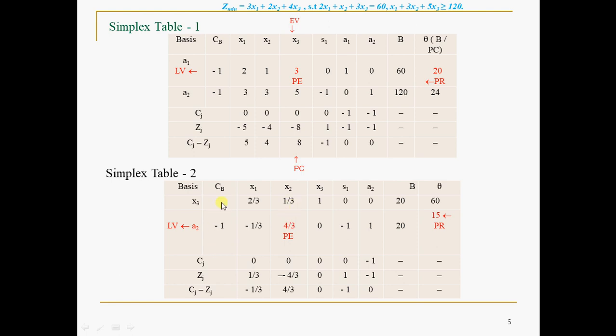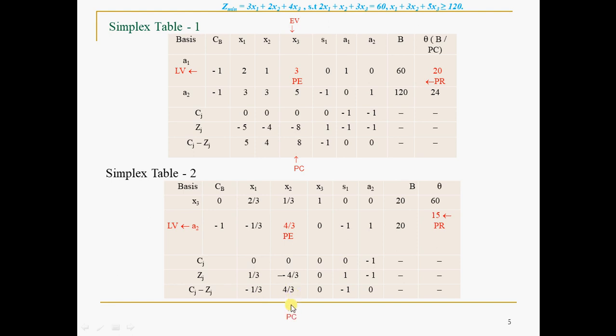That is the summation of CB into xi, I can say. Xi means x1, x2, x3 and so on. Okay, Zj. Now what is your observation? Cj minus Zj you calculate: minus 1 by 3, 4 by 3, 0, minus 1, 0. This is PC. Why? All Cj minus Zj are not less than or equal to 0; there is still one positive value, and that will become the pivotal column.